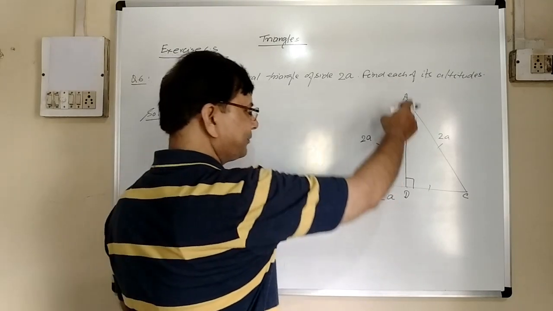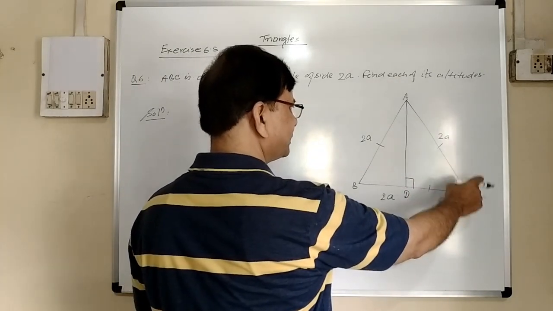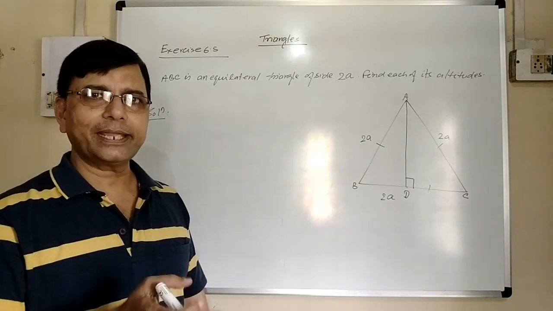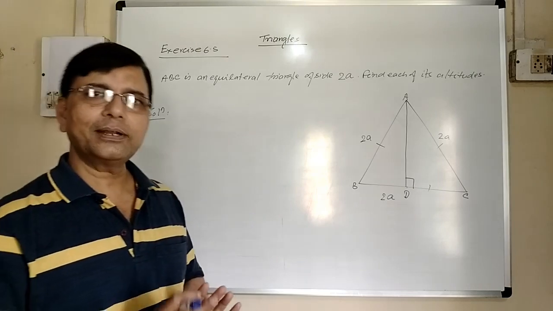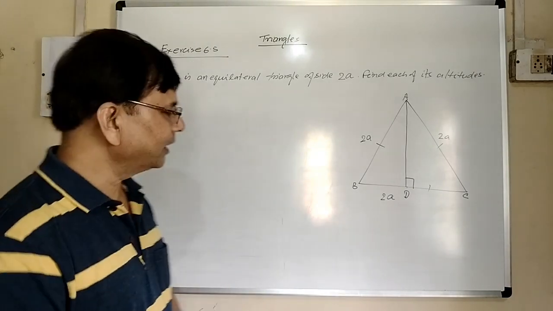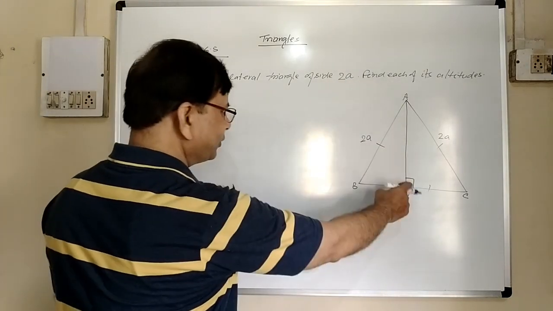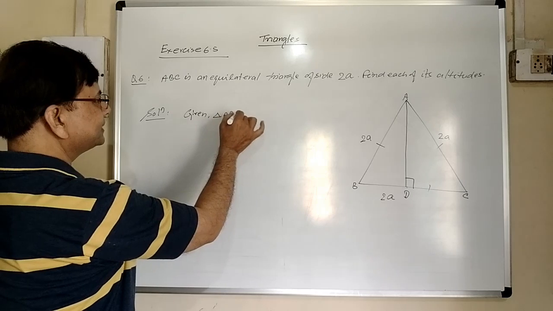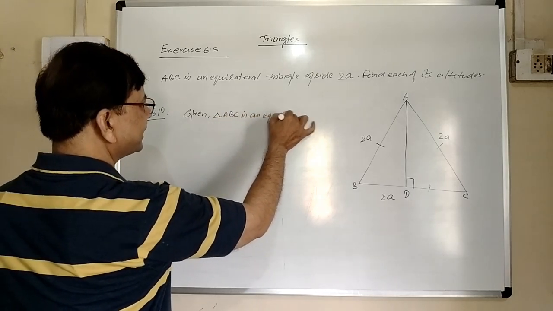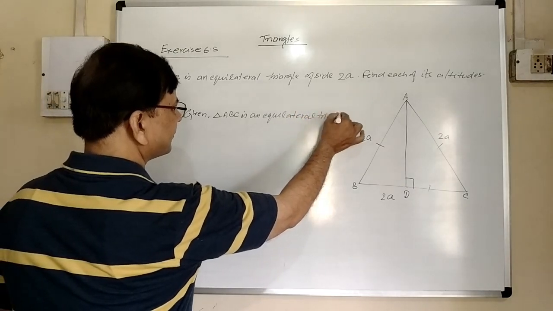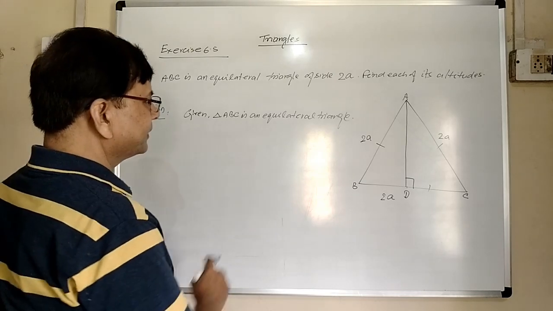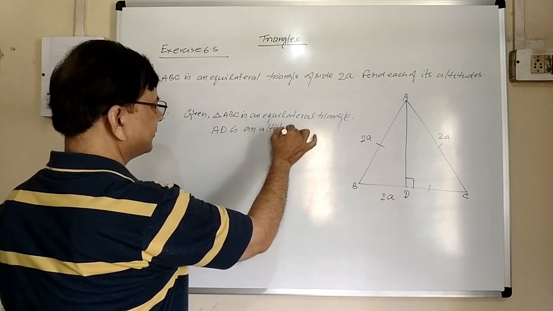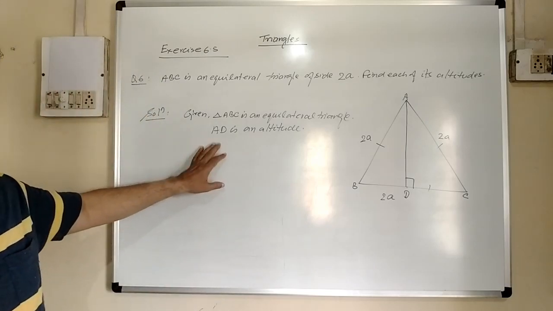There are 3 altitudes. From here if you draw a perpendicular, that is 1 altitude. From here if you draw another altitude, and from here the 3rd altitude. And fortunately, the length of the altitude in all 3 cases will be equal, since it is an equilateral triangle. So we will find one, and that will be the same for all. So here we have brought a perpendicular. Given: triangle ABC is an equilateral triangle and AD is an altitude. We have to find AD over here.